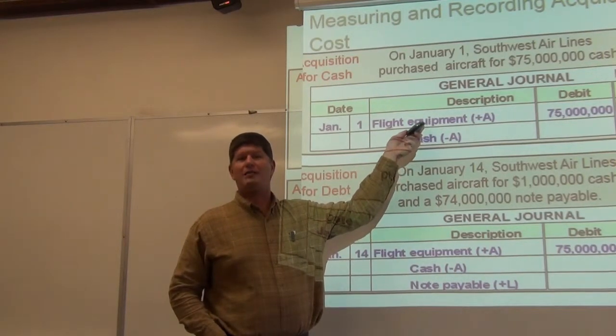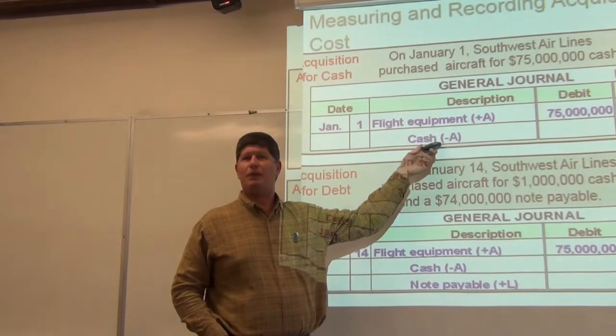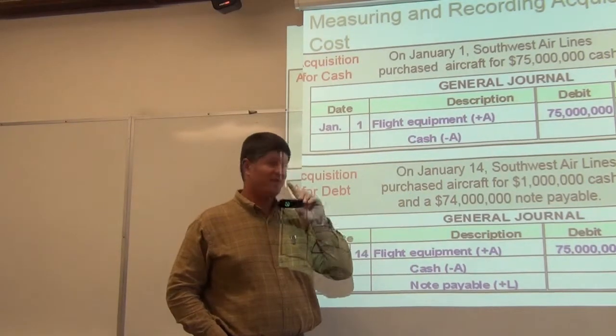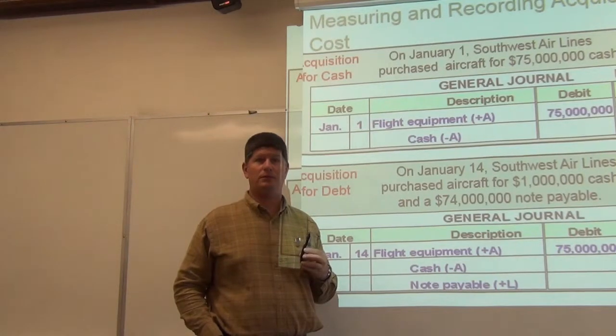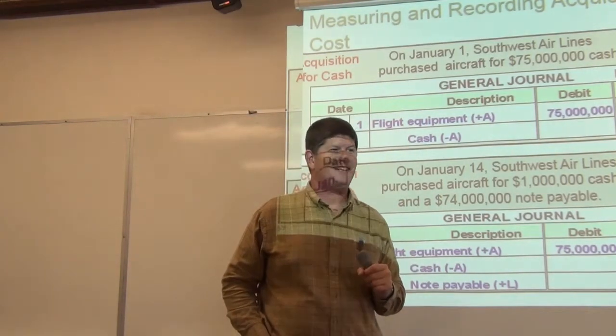So equipment is our asset. We're going to debit the asset. What did we give up to get the airplane? Cash. Is this a reasonable example? No. Why? That's a lot of cash. Who has that much cash sitting around? Exactly.